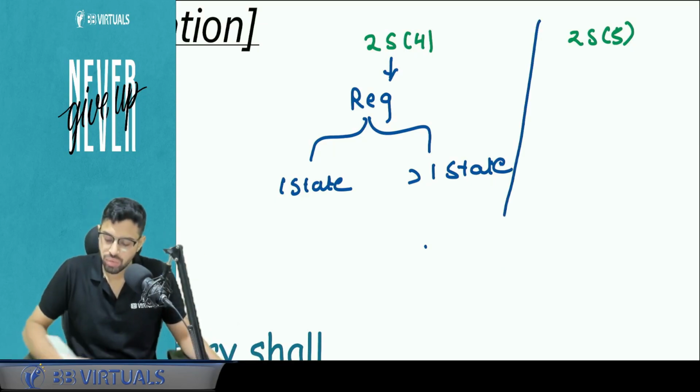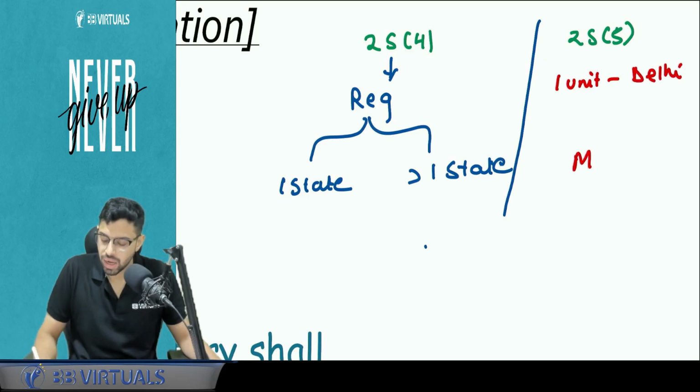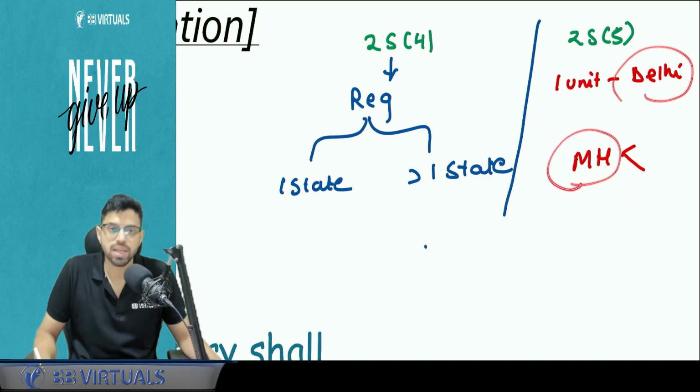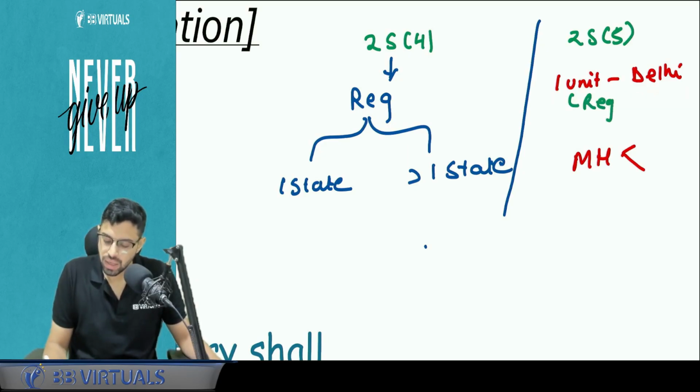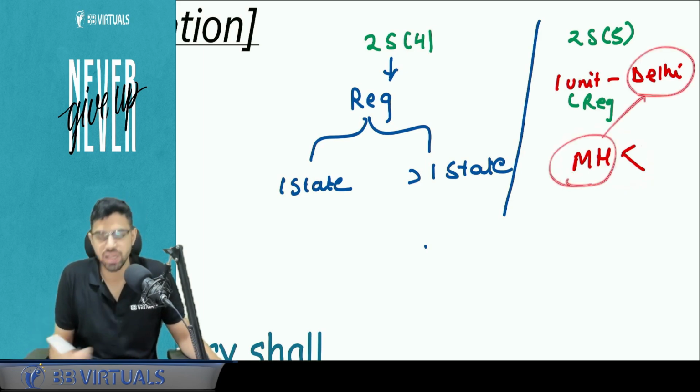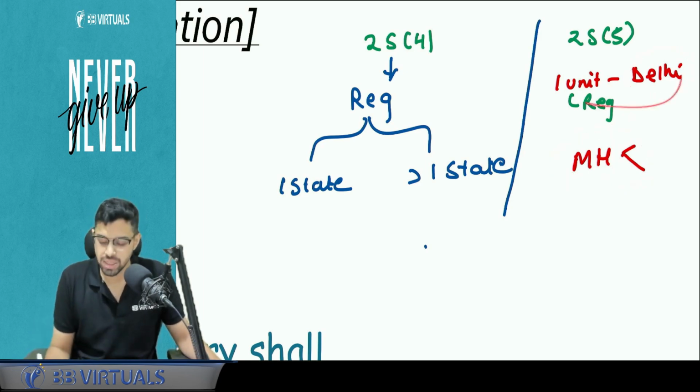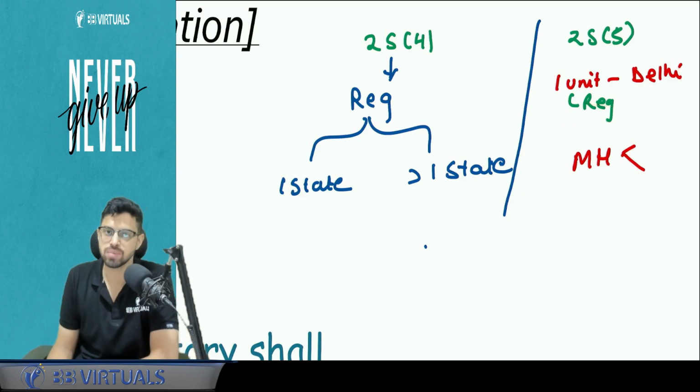What is 25.5? 25.5 is where there is one unit registered in one state, let's say Delhi, and there is another unit in Maharashtra which may or may not be registered. So here two states are necessarily involved. Here there is one state or more than one state, I don't care because both are registered. Here one is in Delhi and that is registered. But the other unit in Maharashtra may or may not be registered, but it should necessarily be a different state. Then in that case, these are also distinct persons under 25 subsection 5.